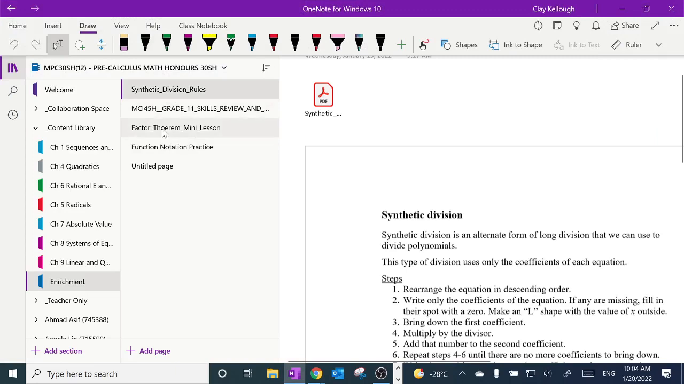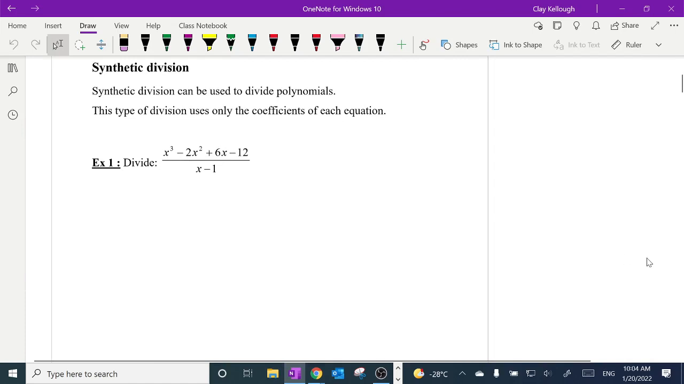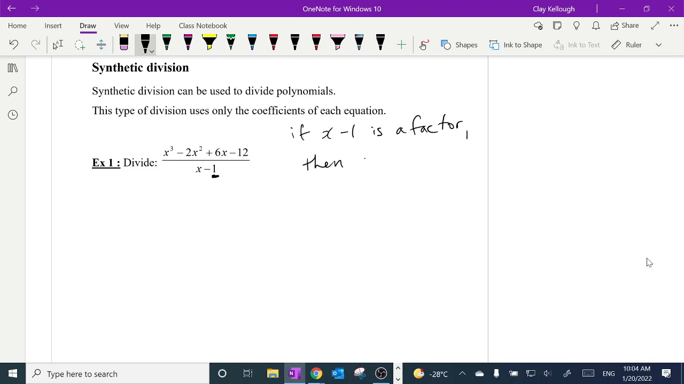No, get to the rules in a minute. There we go. So example 1, let's do this divide. Okay, so here's how it works. Since x minus 1 is the factor, you take just this value. You remember that if x minus 1 is a factor, then x equals 1 is a root or a solution, right?